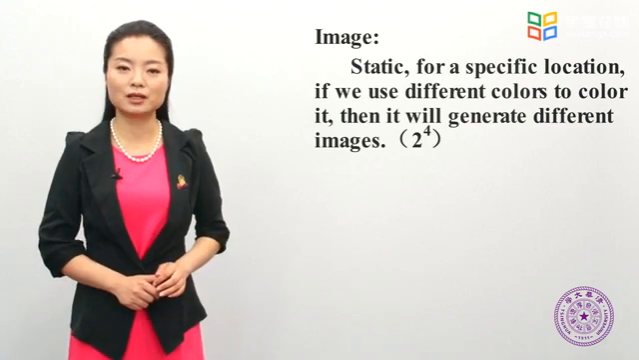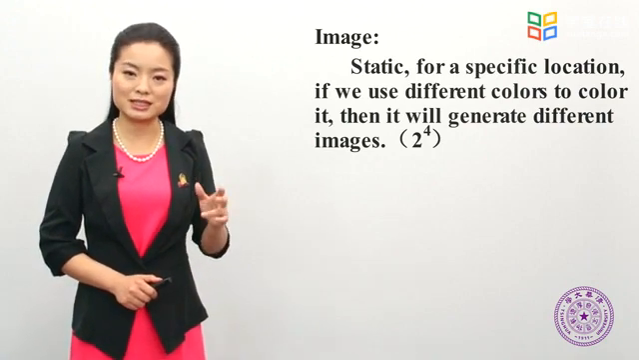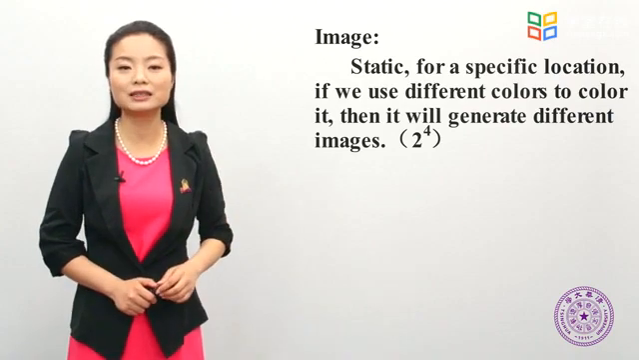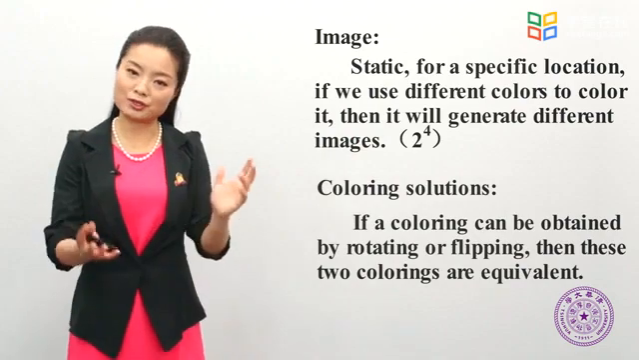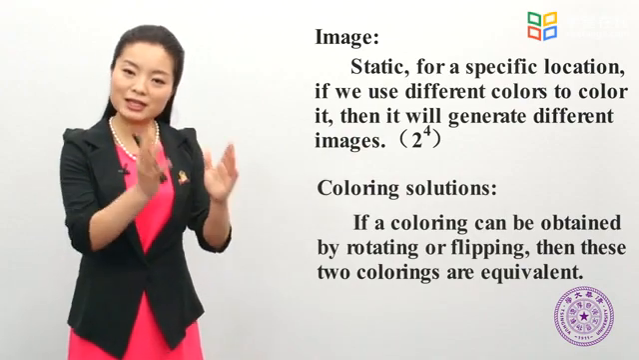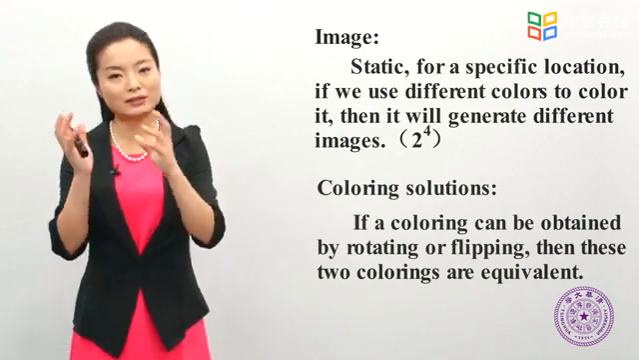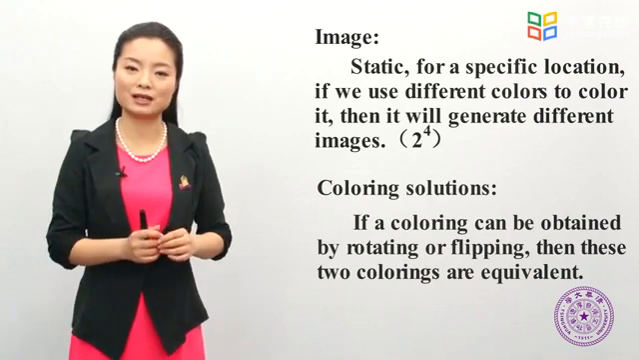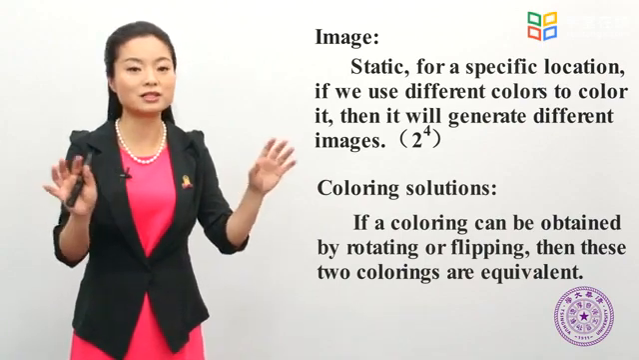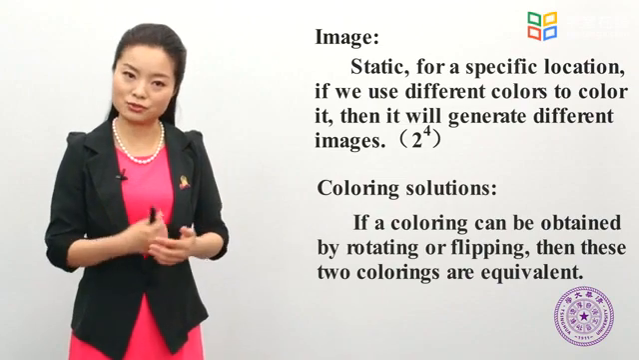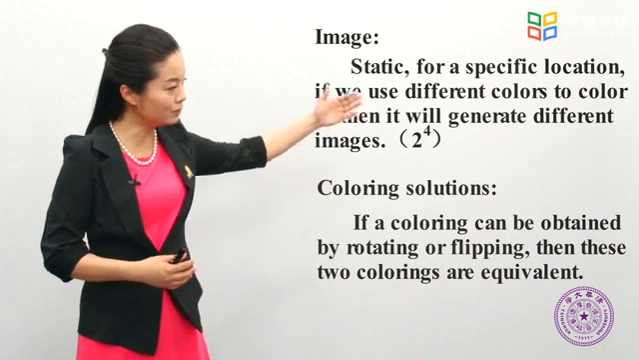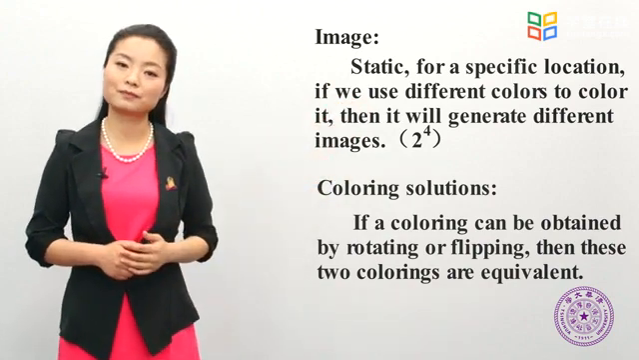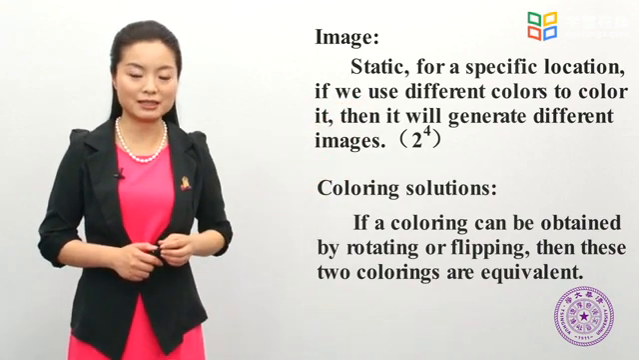But what are we looking for? We're looking for a construction. A construction corresponds to a coloring solution, which means if through external force we perform a movement, for example rotation and flipping, it may produce another image from the original. Then these two images are considered equal. What are we asking for? How many different equivalence classes are there, that is, how many coloring solutions?